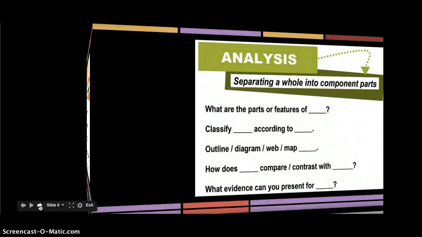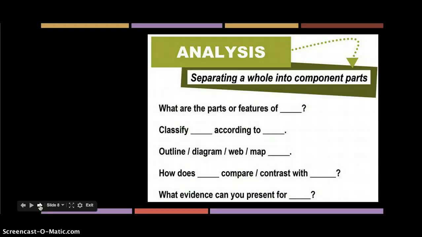Analysis. Separating a whole into smaller parts. What do the parts do? How do they all work together? How can you take them apart and put them back together again? A Venn diagram works very well with this. Also, a pyramid scale works well in analysis too.